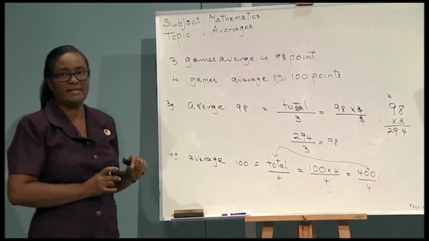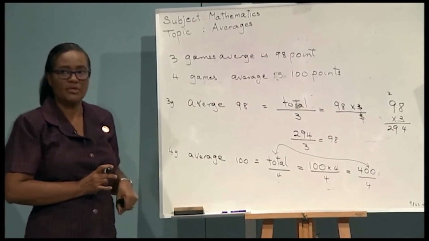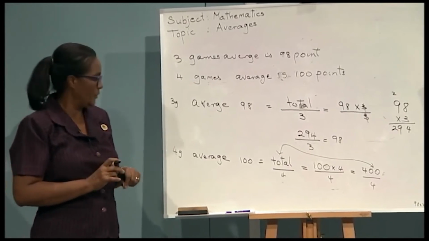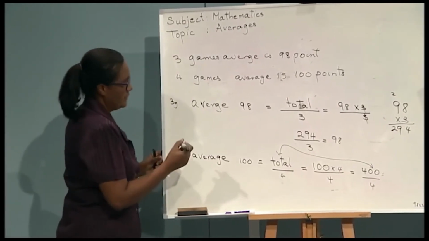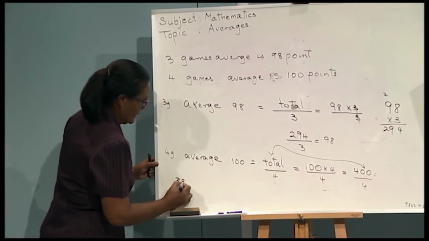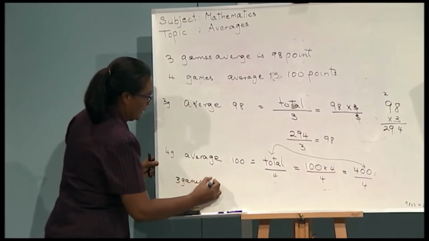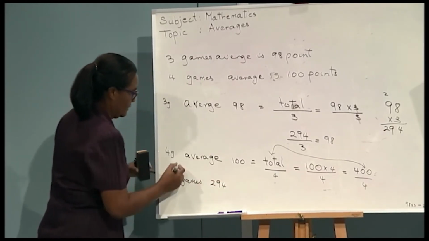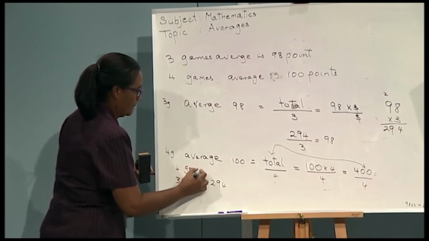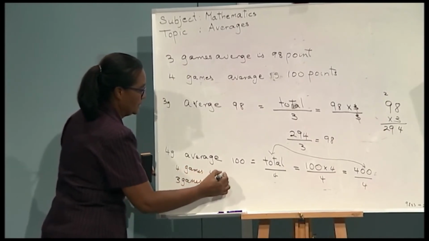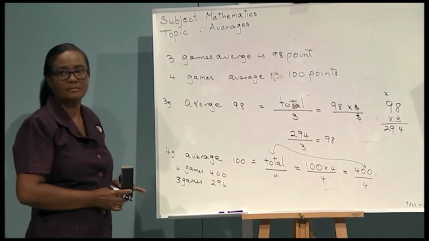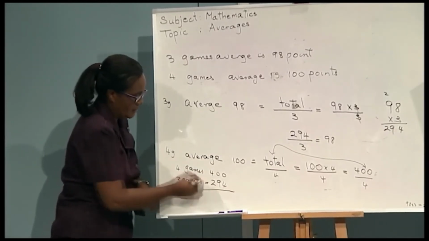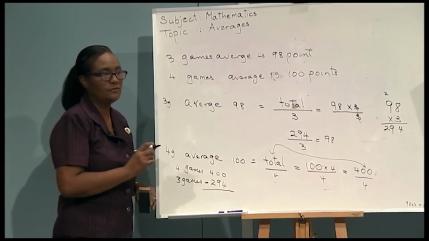So what was the question again? The question is, how much do I need to score in this last game in order to make my average now 100 points? So far, for 3 games, my total is 294. And for 4 games, it is now 400. So the difference would be the number for the last game.